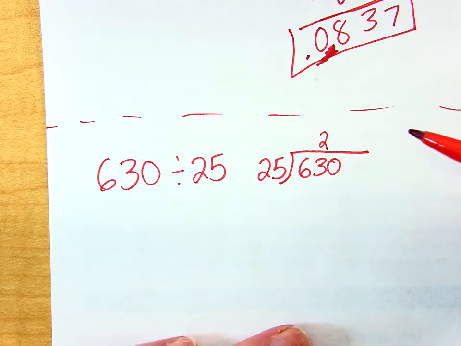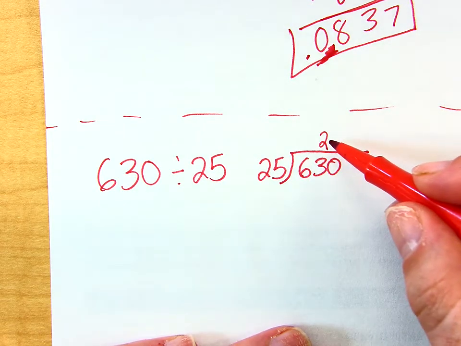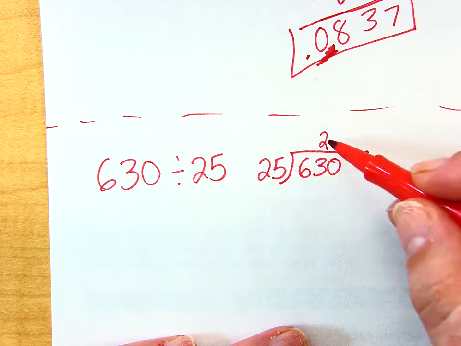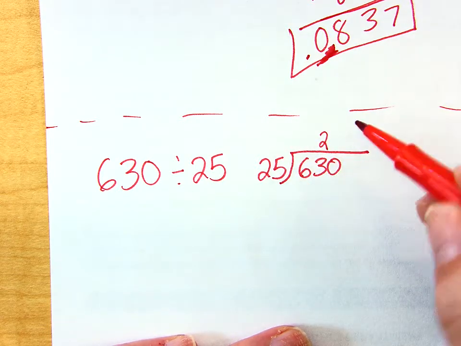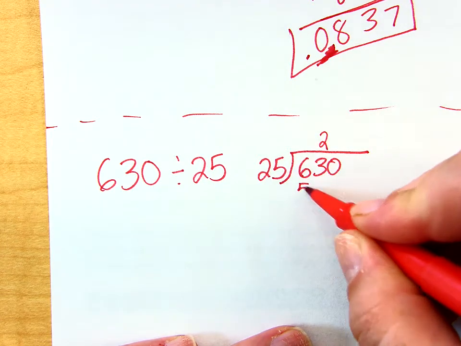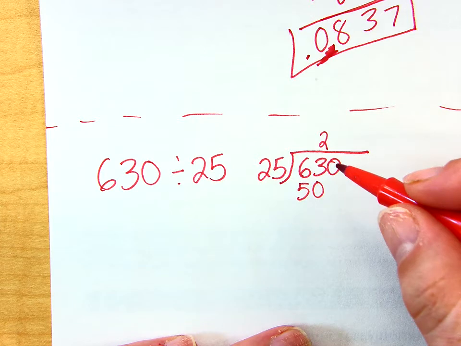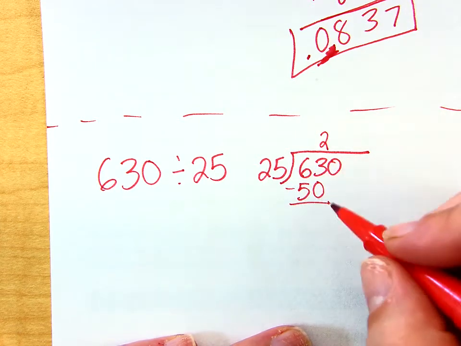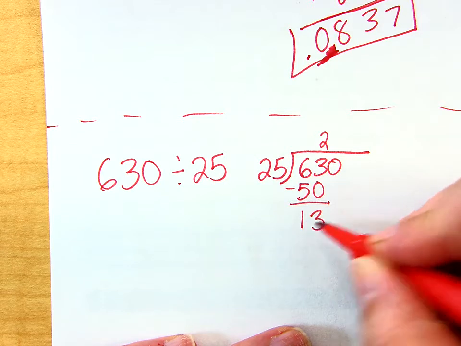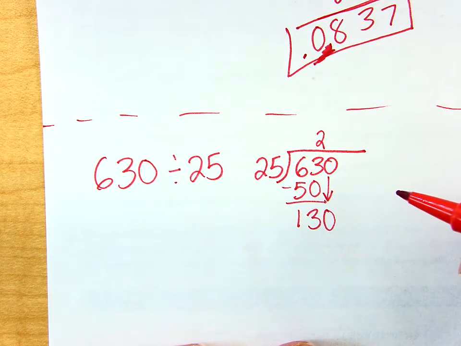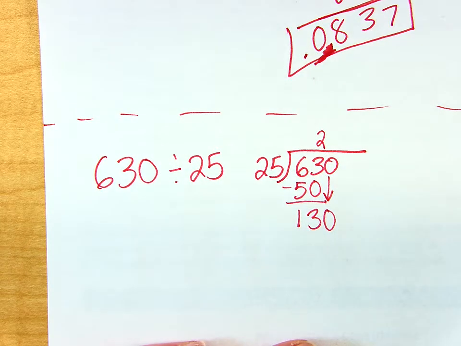And then do you remember what you do with that 2 up top? You multiply it. You do 2 times 25, which is 50. And then you subtract those two numbers. 63 minus 50 is 13. And then you bring down the next digit, which in this case is a 0. Then you kind of just repeat the process.